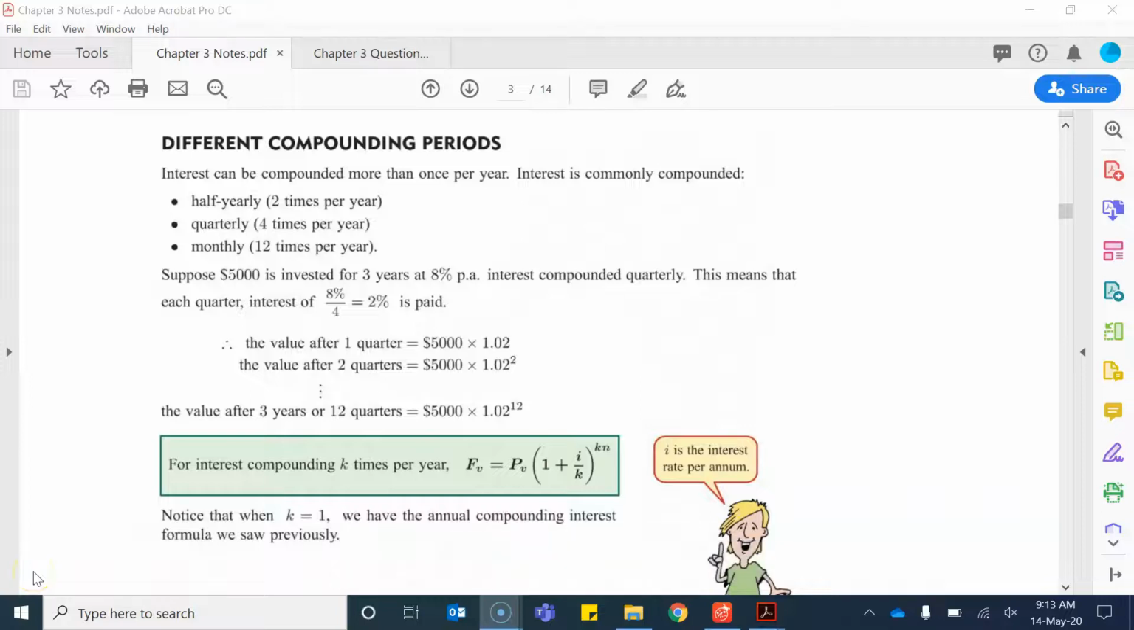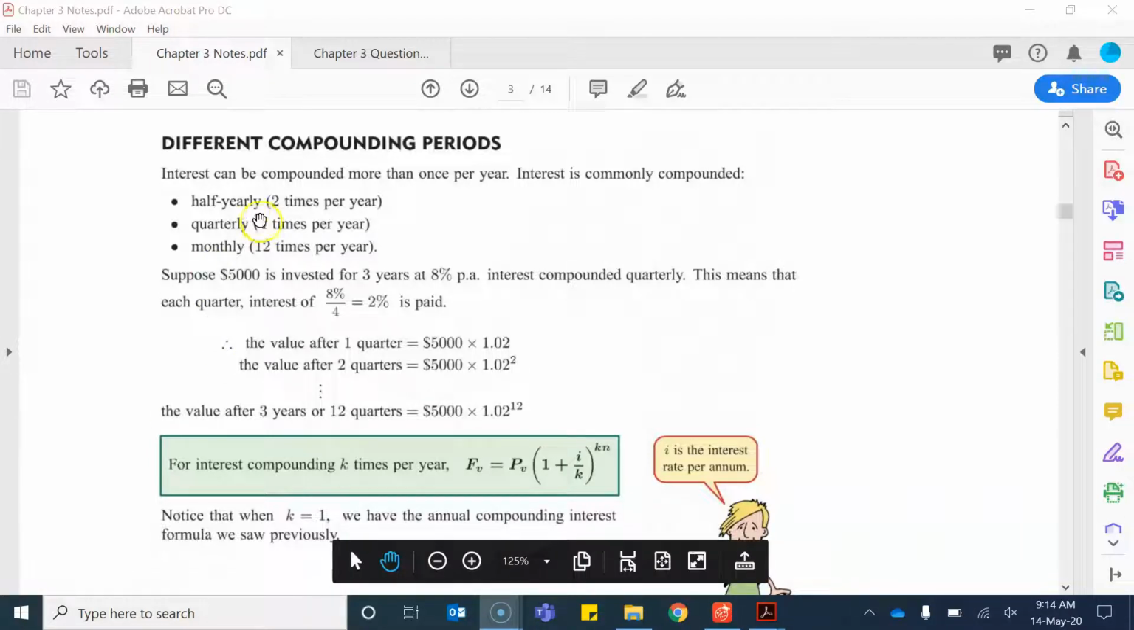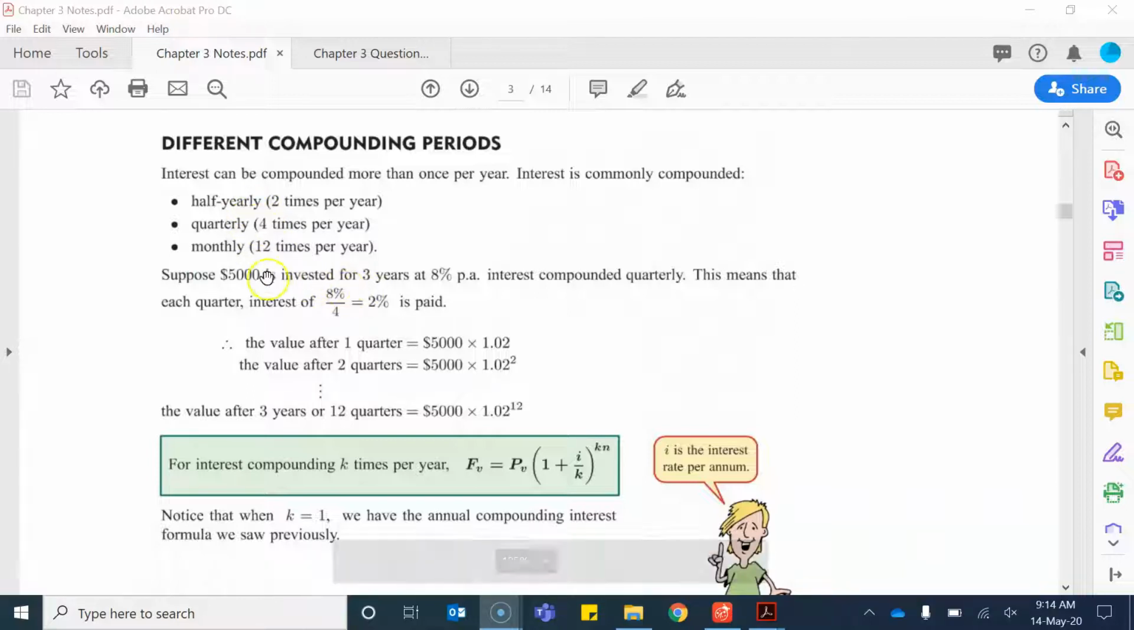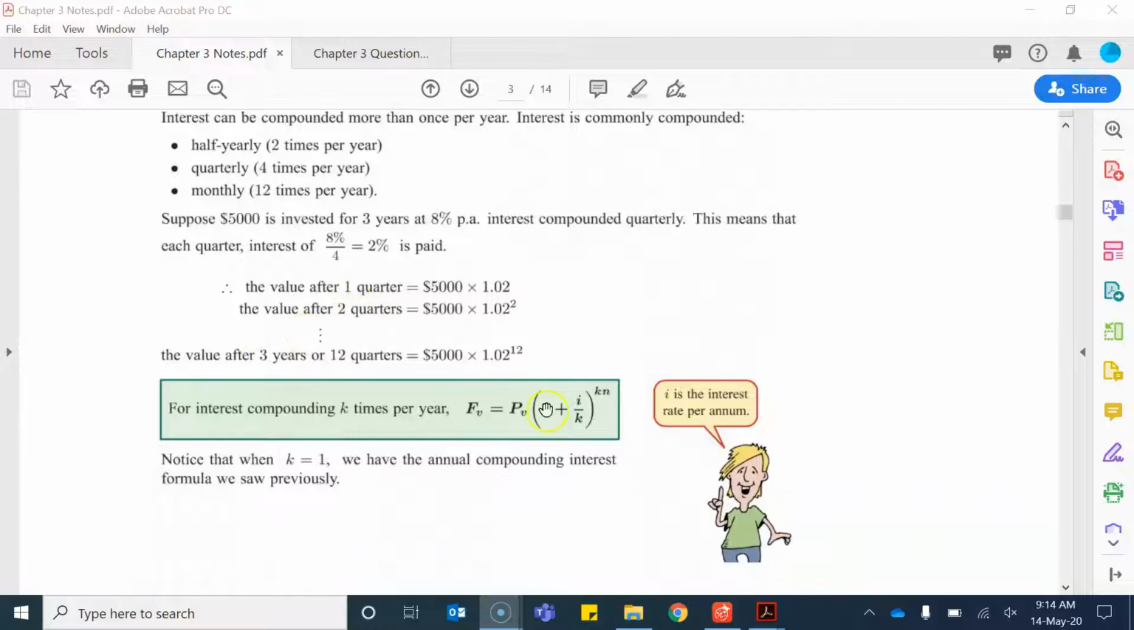So up until now, we've only looked at compounding interest where the interest is compounded annually. Now, interest can be compounded more than once a year. It can be compounded half yearly or quarterly or even monthly. So here they give an example of where there's an investment and the interest is compounded quarterly, and they go through how you could work out what the interest earned would be for each one of those quarters over the 3-year period, and then they generalize a formula.